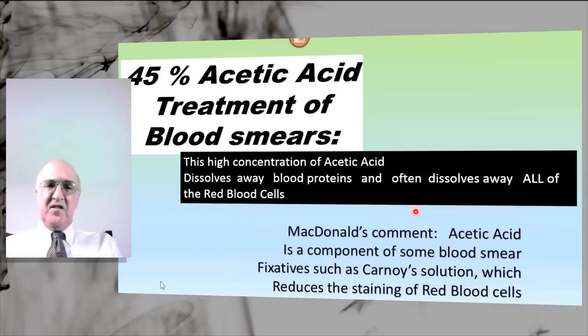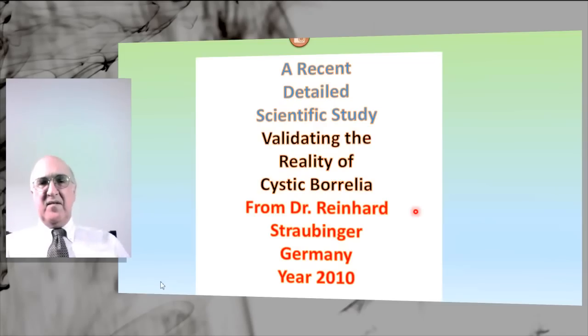Pink is healthy, white is potentially disease. A recent survey was done in 2010 by Dr. Straubinger at the university in Germany, and he has validated the reality of cystic Borrelia. You may ask some senior statesmen in the world of Borrelia science if they believe in cystic forms, round forms. They may say, I'm not sure, I don't know, I've not spent time thinking about it, I don't do special preparations to see them, and I'm more interested in the spiral form.